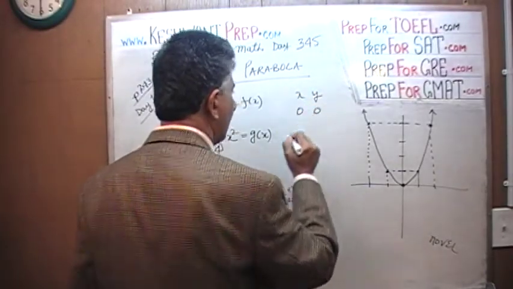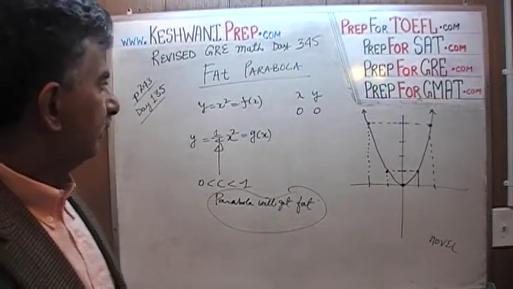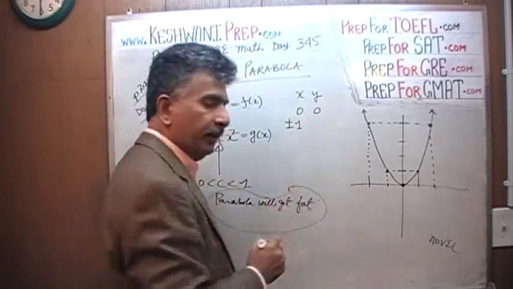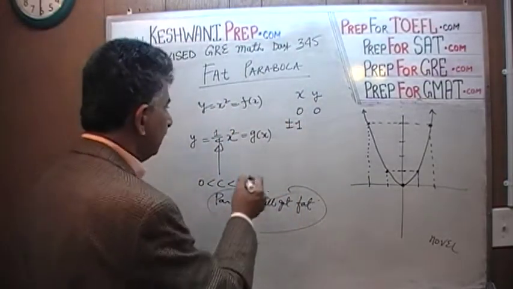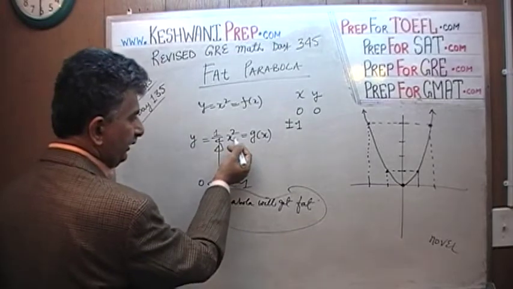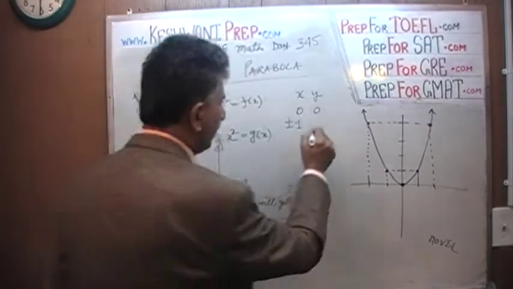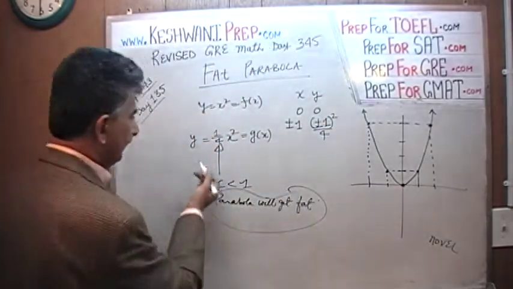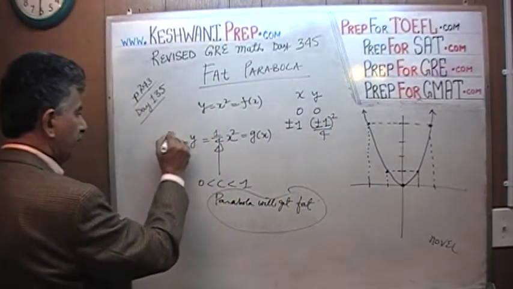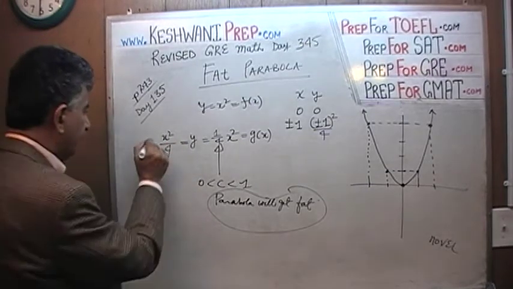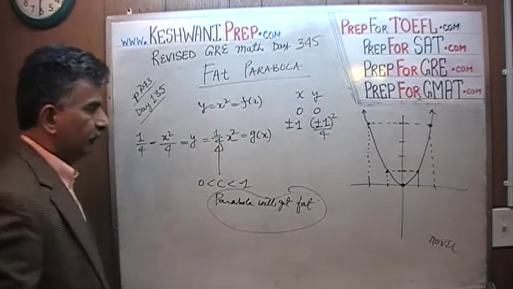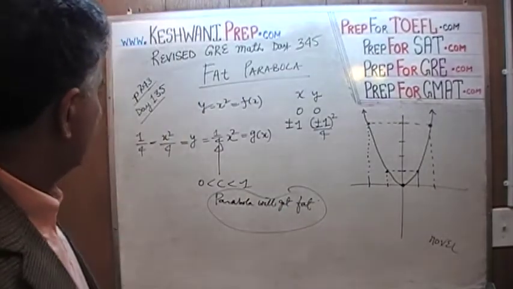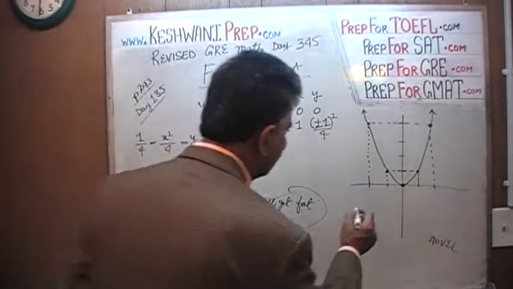Again, when x is 0, y is 0. There's nothing surprising there. What happens when x is 1 or negative 1? We have the square of 1, and then we take a quarter of it. What we're going to have is x squared over 4. If x is 1, then we get 1/4. So when x is equal to positive 1 or negative 1, y is going to be 1/4. So it's going to be somewhere here.